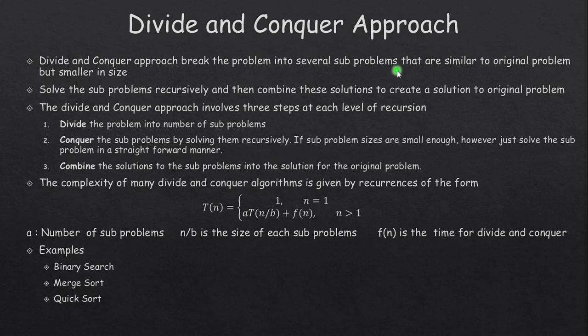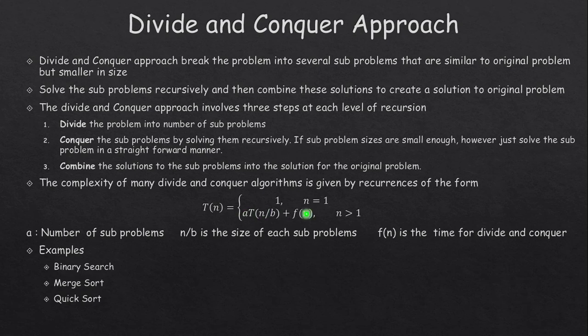Generally the complexity of many divide and conquer algorithms is given by a recurrence of the form: T(n) equals 1 if n equals 1, that is, if the size of the input is only 1, the running time will be constant. Otherwise it will be in the recurrence form a T(n/b) plus f(n).